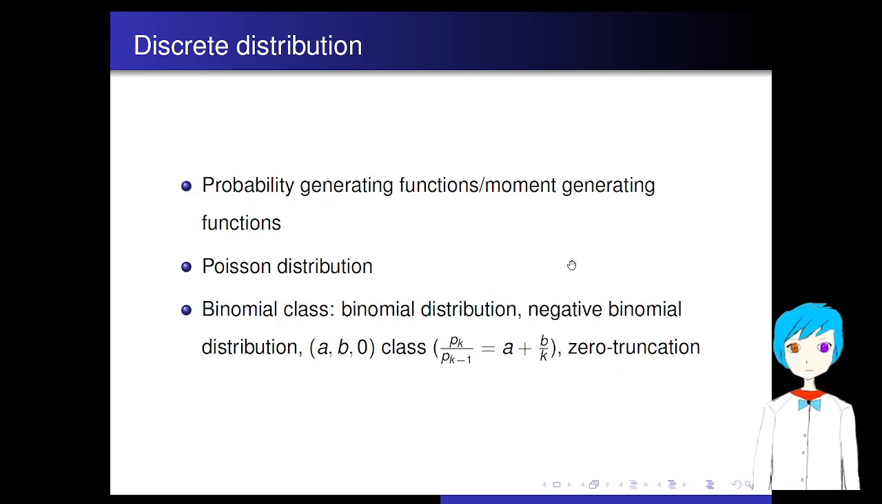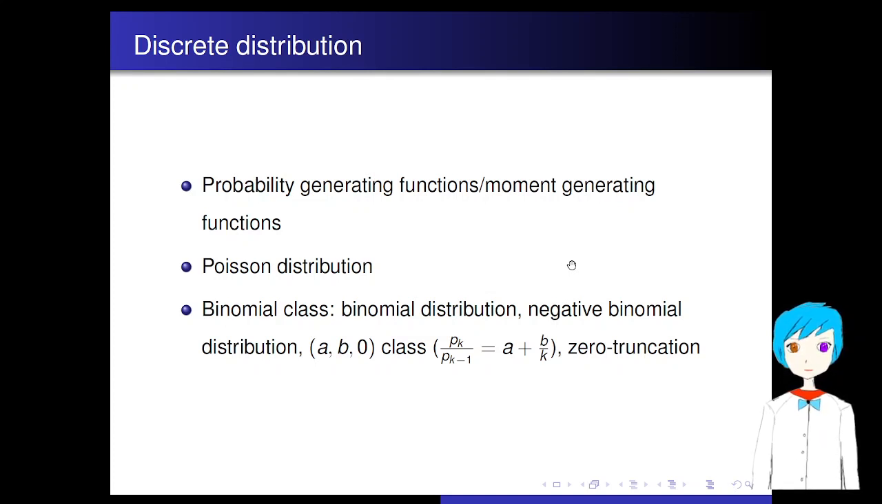In general, we have the (a, b, 0) class. So it is for a discrete distribution where the non-negative random variable can only take integer values, and the probability that it takes the value k is denoted by pk. pk over pk minus 1 equals a plus b over k. We also have the zero truncation version of this (a, b, 0) class. It is also usually denoted by the (a, b, 1) class.